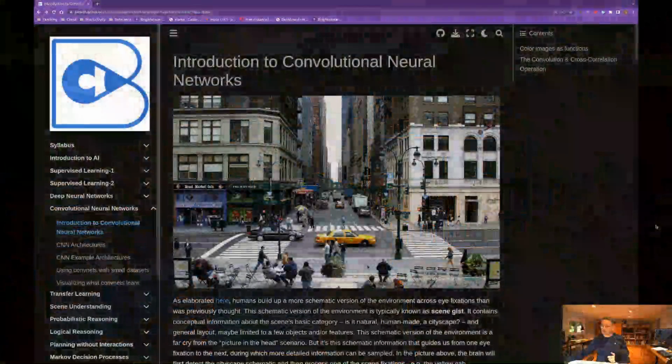In this video, I would like to start a discussion about convolutional neural networks, which is another architecture of neural networks that we are going to see, specifically engineered to address problems that we are facing in computer vision. I want to start this discussion with just showing you a picture.